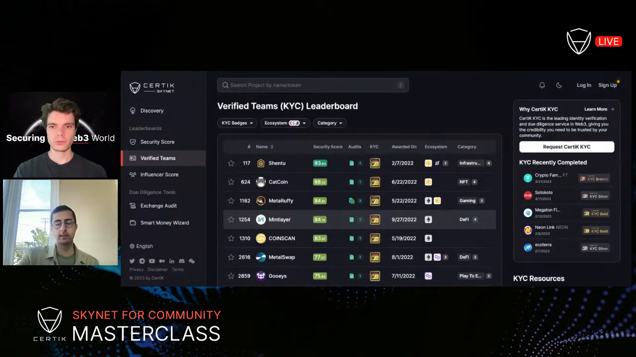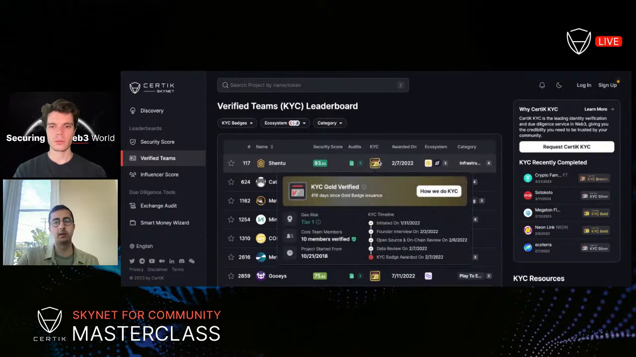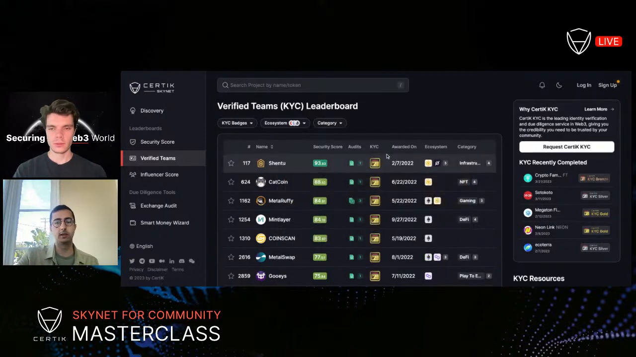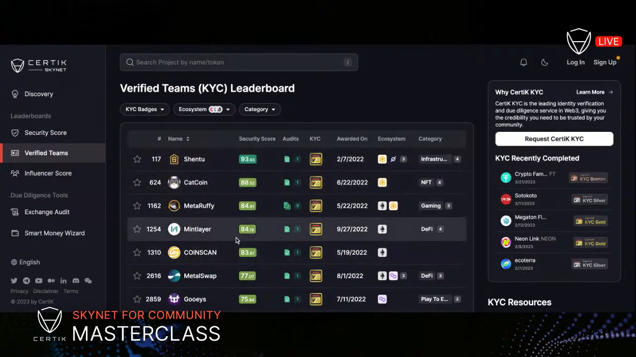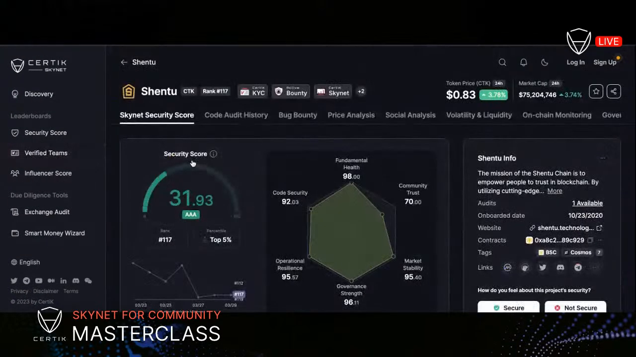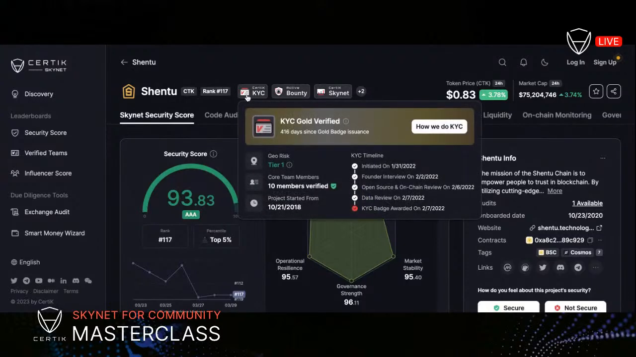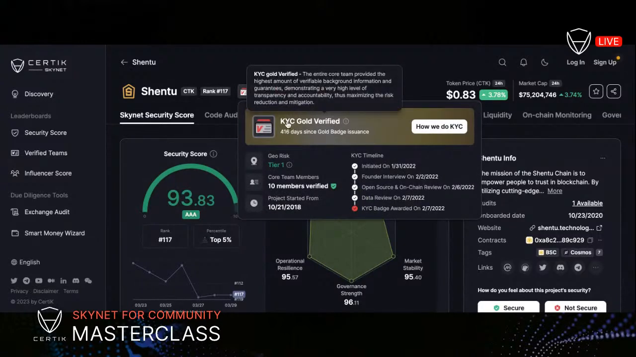So the first thing that users might notice here is in the KYC column, there's this badge. And so what that represents is the KYC badge tiers that we've set up. So if we go on Shentu chain and we hover over the KYC badge, you can see that these badges say what level of verification they are. So we have 3 tiers. We have gold, silver, and bronze. Gold is our highest level of verification.